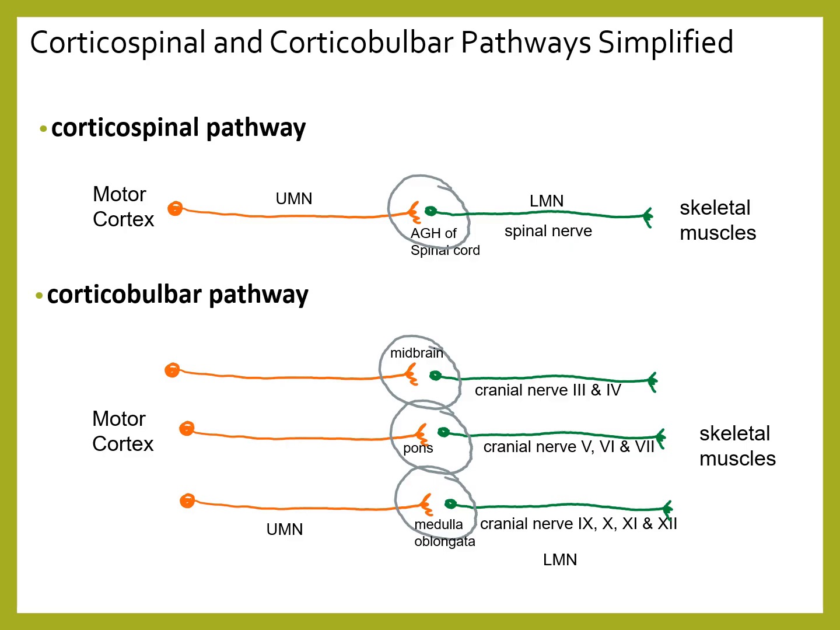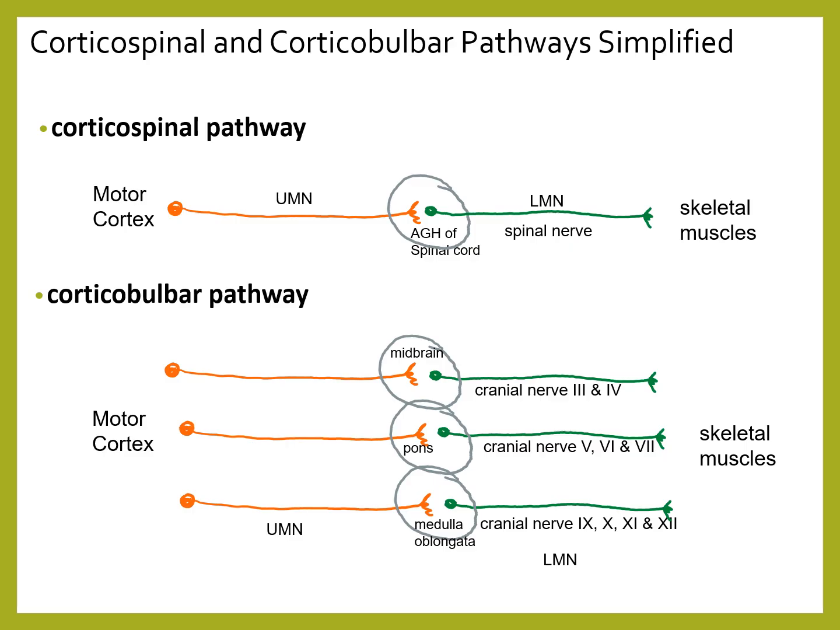You can see that the upper motor neurons in both of these pathways originate in the motor cortex. The upper motor neurons are shown here on the left-hand side as these neurons in orange. And you can see that they synapse with lower motor neurons, which are shown on the right-hand side, drawn in green. You can see that the lower motor neurons end up at the skeletal muscles. The difference between these two pathways is where the upper motor neuron and lower motor neurons synapse with one another.